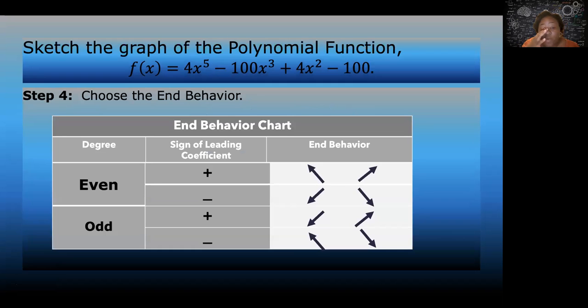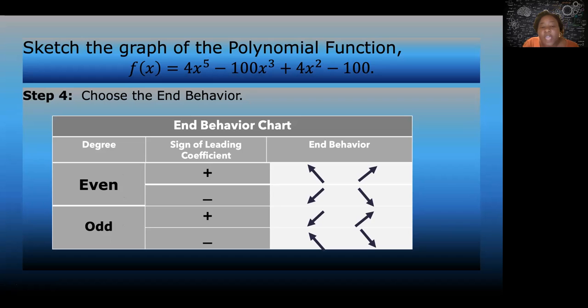So before we even sketch this graph of the polynomial function, we want to choose the end behavior. In a previous chapter, we talked about how to choose these different end behaviors. You need to know what the degree is, and you need to know the sign of the leading coefficient. In this case, we see that our degree is 5 because it has the highest exponent. So that means that it is odd. So we will not be looking at the even component. We will be looking at the odd component.